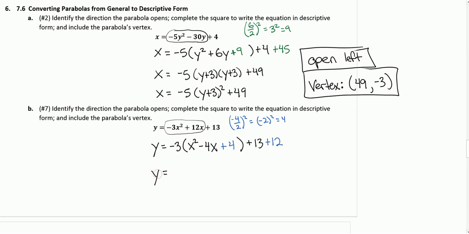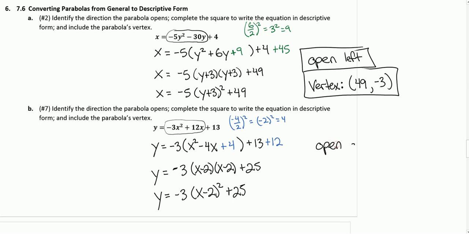So we go ahead and factor from there. We get negative 3. We factor this to x minus 2 times x minus 2. And then add the 13 and 12 and get plus 25. Because we have two of the same factors, we can write that as x minus 2 squared plus 25. This parabola is going to open down, because it's a y equals parabola, opens along the y-axis, and a negative 3 opens down in the negative direction.